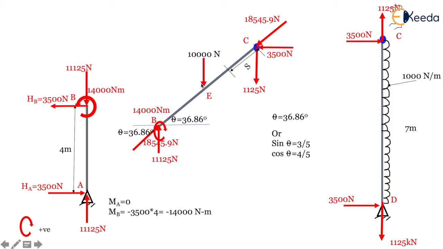Okay, now at this particular point when it is 18,545 Newton, here it will be for this 1125, there will be 8,545 Newton. Now when you consider the inclined member, when you add up, there will be a balance. When you consider the axial component for this 18,545, there will be a balancing of this particular force.